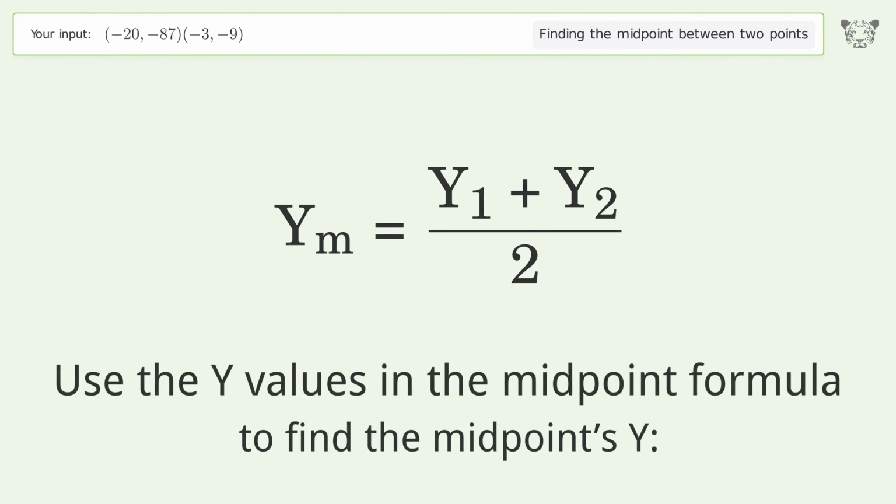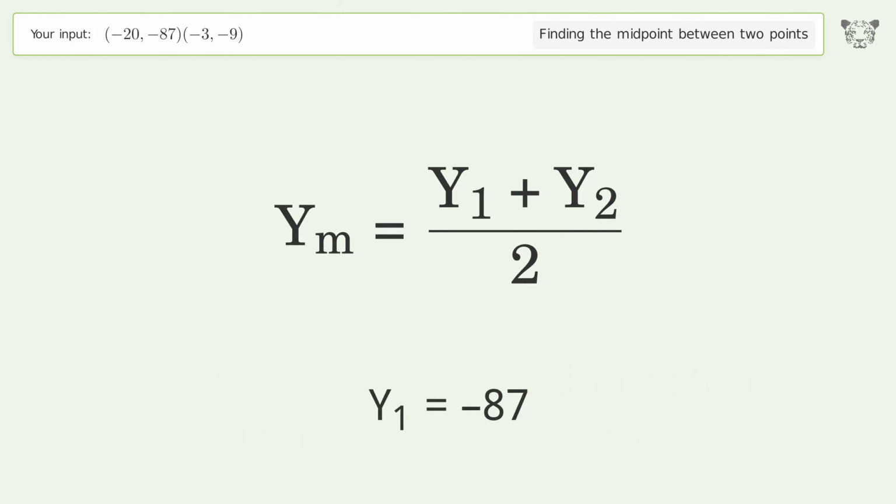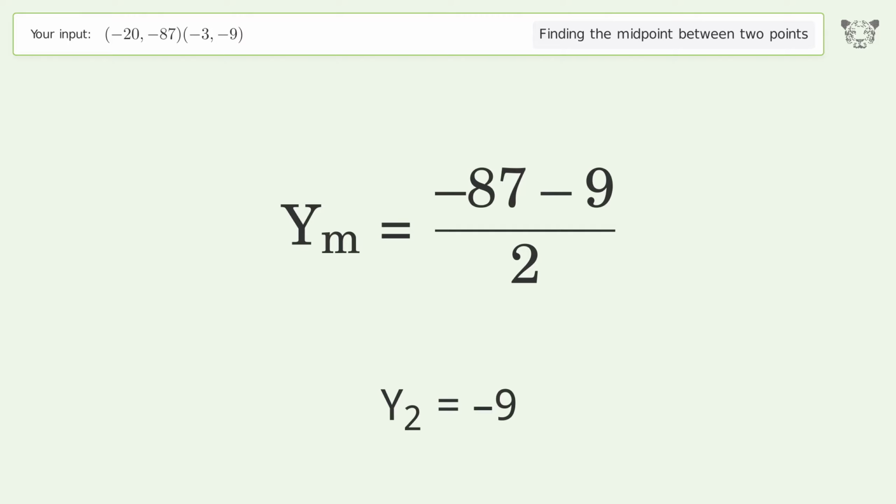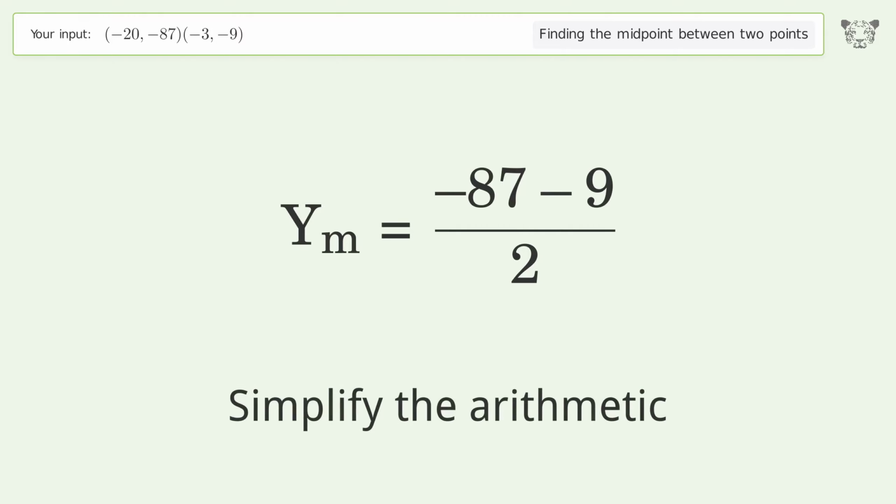Use the y values in the midpoint formula to find the midpoint's y. y1 equals -87. y2 equals -9. Simplify the arithmetic.